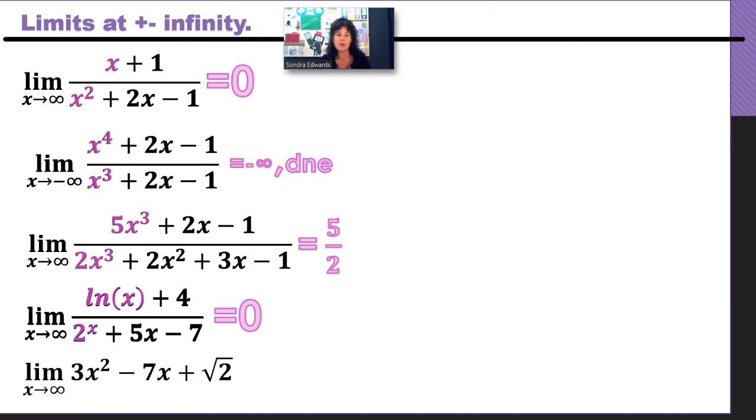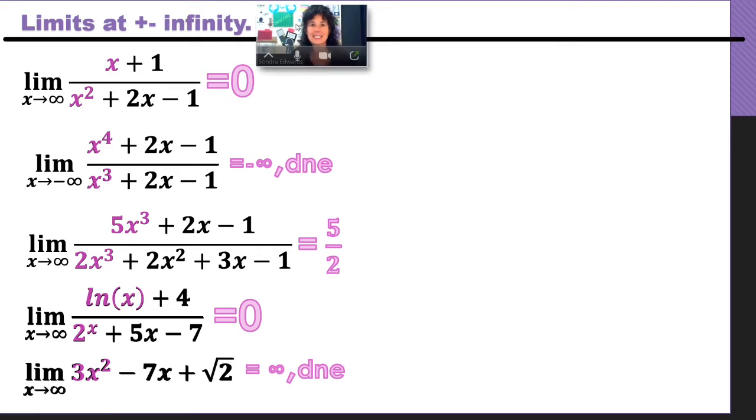Next, I have 3x squared minus 7x plus the square root of 2. As I start substituting 1, 2, 3, 10, 100, 1,000, the overall answer is just going to keep getting bigger and bigger. So we are not heading to a specific number, and the answers as I continue plugging in larger and larger x's, they're going to be positive. So we're heading to infinity. So the answer is does not exist.